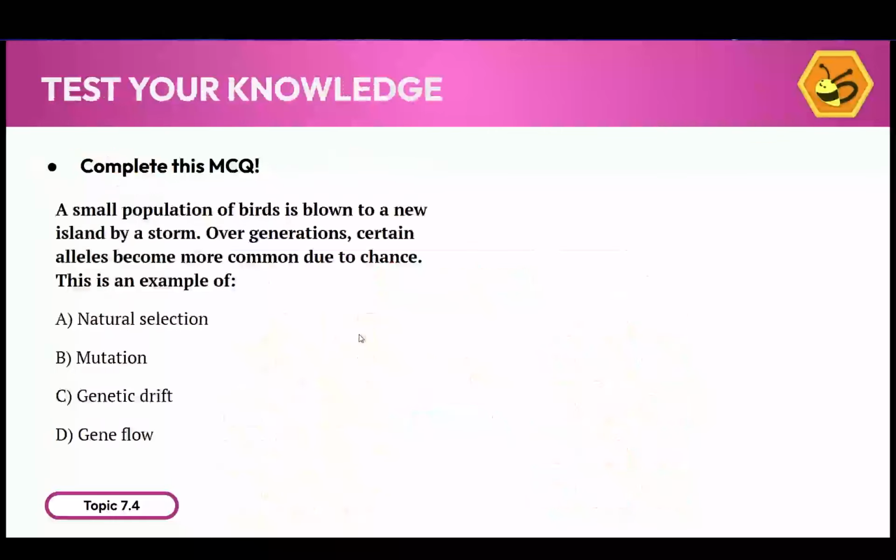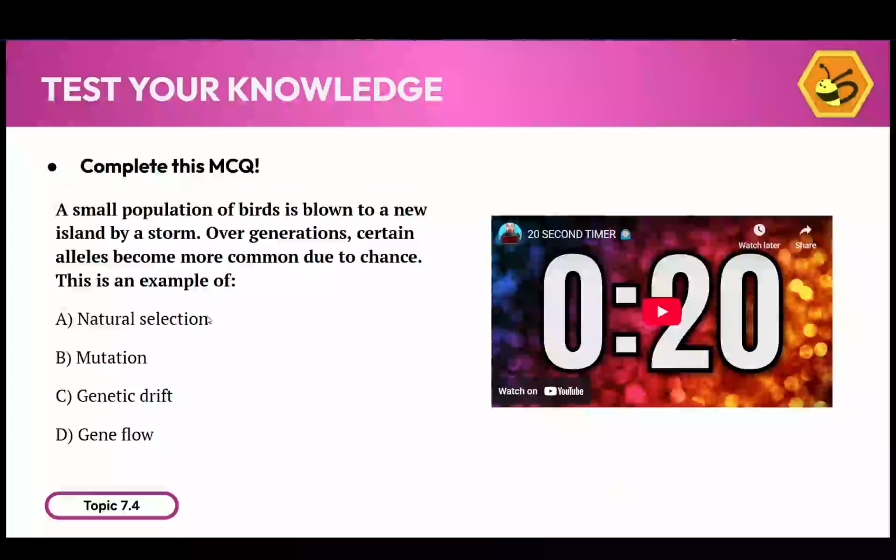I realize now that I'm not going to set a timer this time. I'm just going to read the MCQ and hopefully you guys answer in the chat. So a small population of birds is blown away to an island over a storm. Over generations, certain alleles become more common due to chance, and this is an example of A, natural selection, B, mutation, C, genetic drift, and D, gene flow.